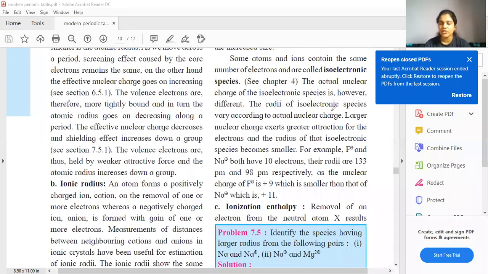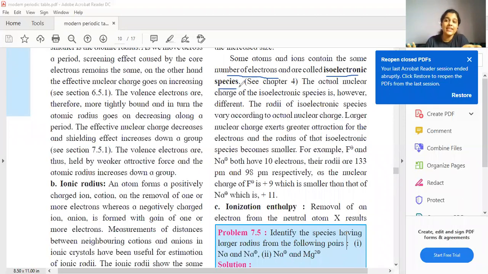Okay, now students, this next concept is there, no? This next concept has actually been explained in your chapter number 4, but don't worry, what is written here also is sufficient to understand what the concept is. Okay, fine, so let us read what is written. Some atoms and ions contain the same number of electrons and they are called isoelectronic species. Okay, fine. So it is a possibility that sometimes some ions and atoms will have the same number. See, atoms cannot have the same number of electrons. That is obvious because atomic number is different for everything.